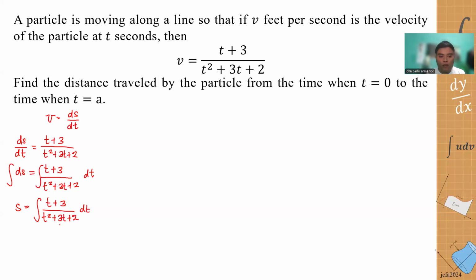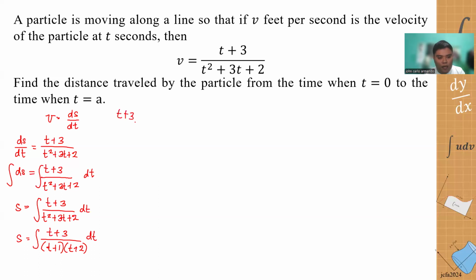How are we going to do that? By looking at this one, the degree of the numerator is one lesser than the degree of the denominator. In that case, we can use the partial fraction. That is, we can factor the denominator. So that is t plus 1 times t plus 2, right? 1 plus 2 is 3, then 1 times 2 is 2 dt. Okay? So first, we solve for the partial fraction.